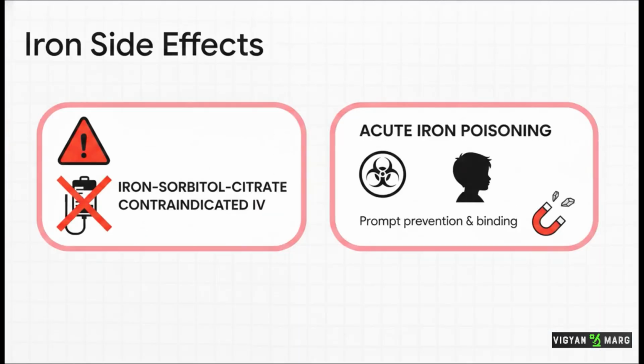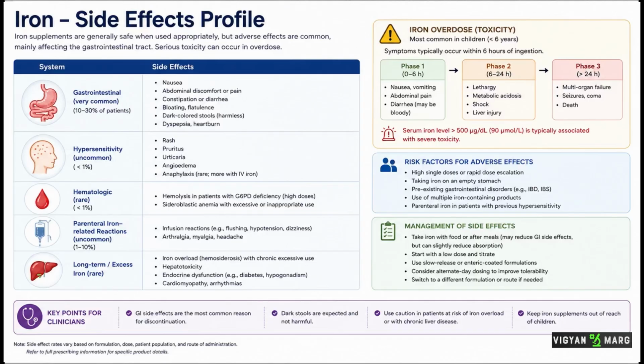But listen, you have to respect the clinical boundaries here. Major contraindication: iron sorbitol citrate must not be given intravenously. Never. The reason? It causes this incredibly rapid saturation of transferrin receptors, which dumps way too much free iron into the blood, leading directly to severe iron toxicity.